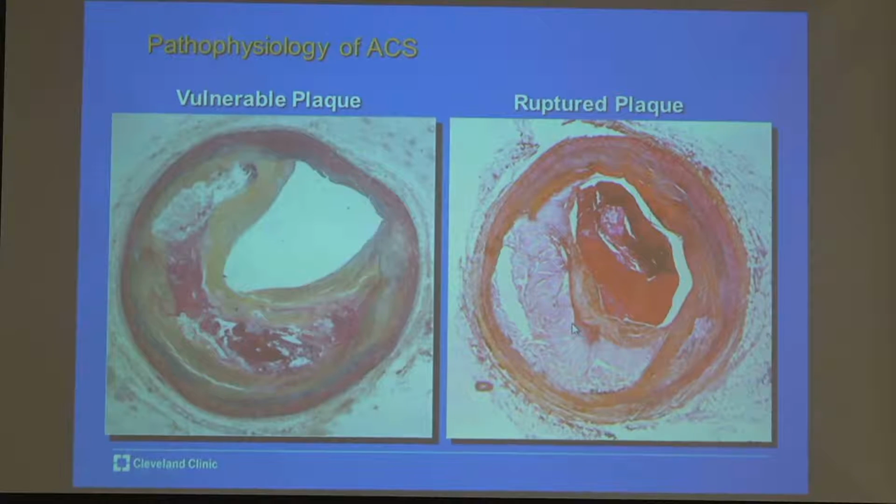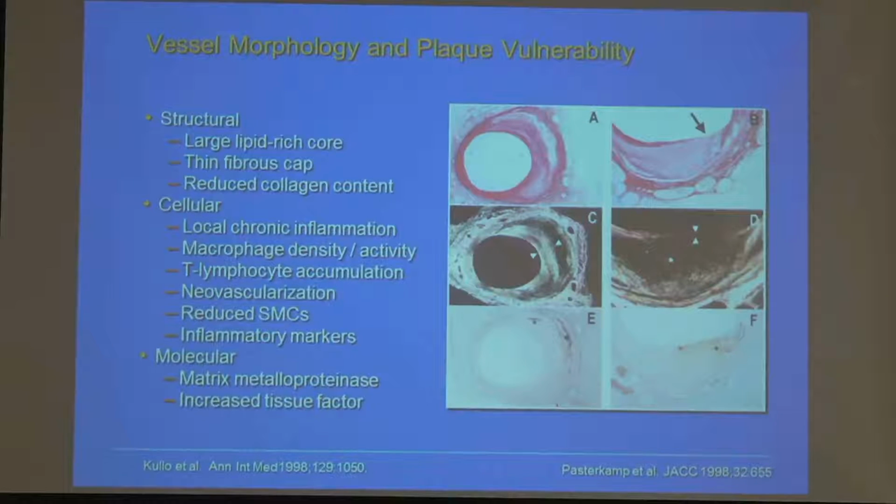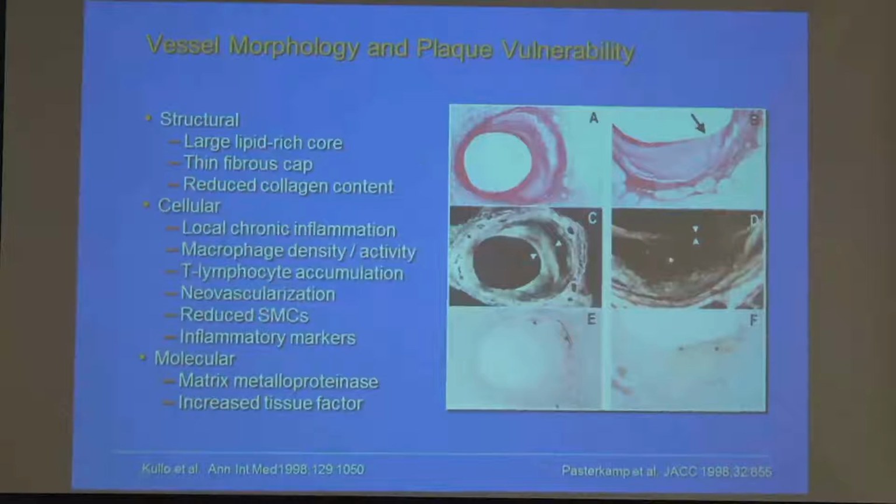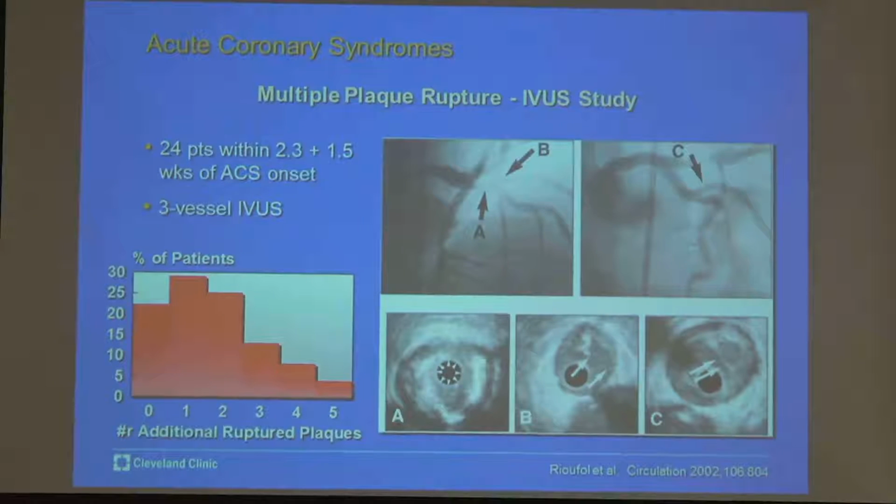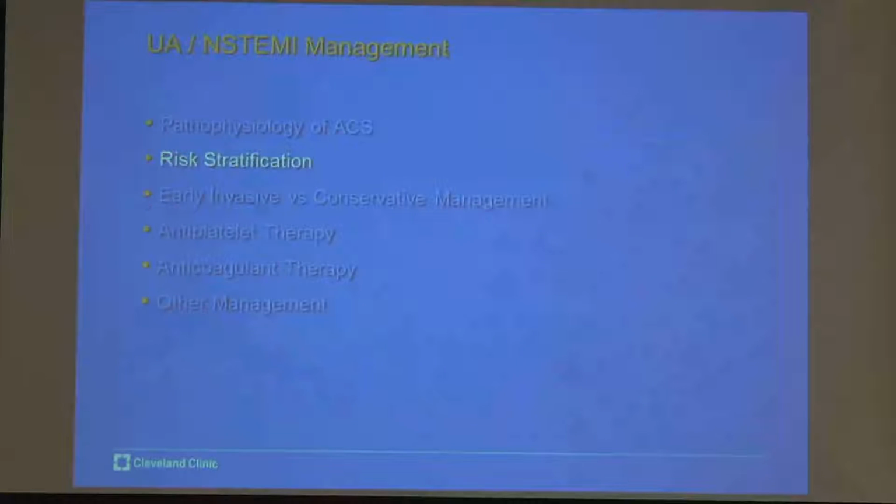There are a lot of different things, and in the interest of time, I will skip this particular part. There is some evidence to say that the plaques rupture in more than one place at the same time in a significant number of patients. In this particular study that we did, we found 19% of the patients had a plaque rupture in more than one place at the same time.